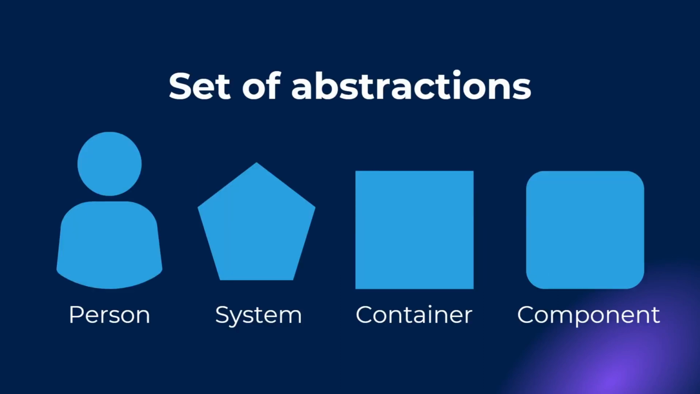So there are four abstractions: the person, who is the end user who uses the system; the software system, which is the highest level of abstraction that delivers value to end users; the container, which is the application and data stores that make up a system, an example would be the API service or the front end; and the component, the building blocks and modules that make up a system, an example would be an authentication module or payment card service.